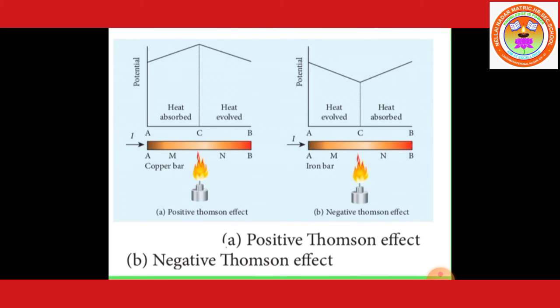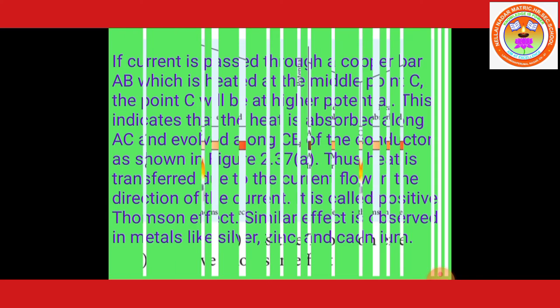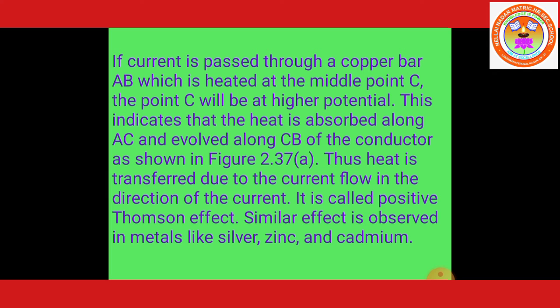This is a picture to explain the Thomson effect. Students, here the Thomson effect is classified into two types: one is the positive Thomson effect and the other is the negative Thomson effect. First I am going to explain the positive Thomson effect. If current is passed through a copper bar AB, which is heated at the midpoint C, the point C will be at higher potential.